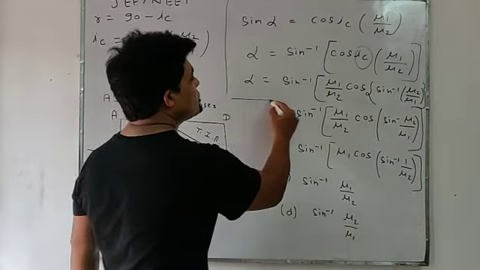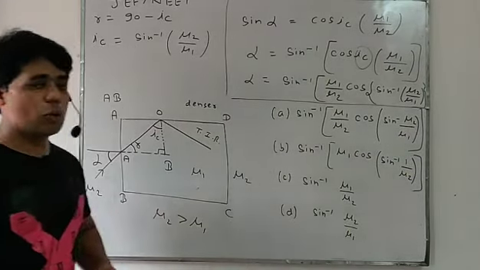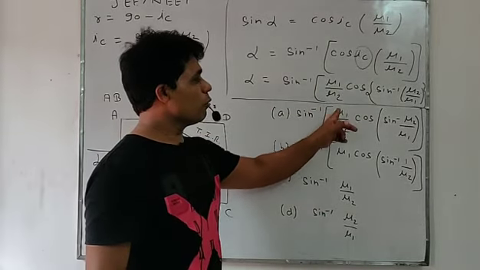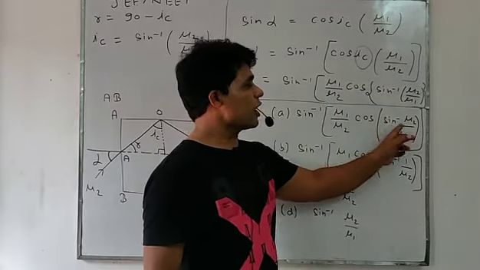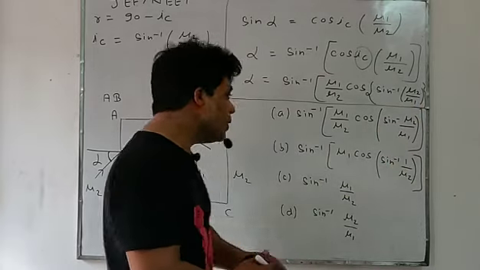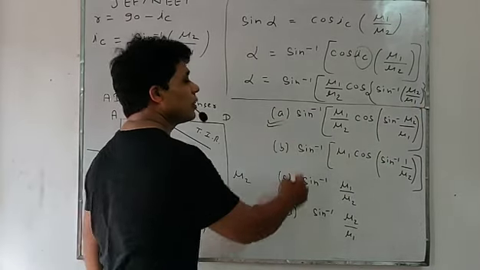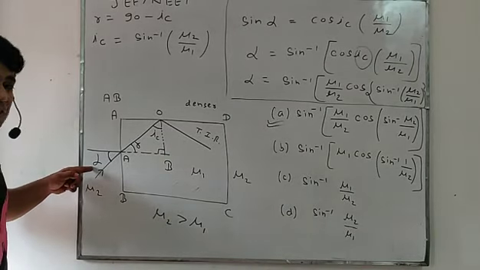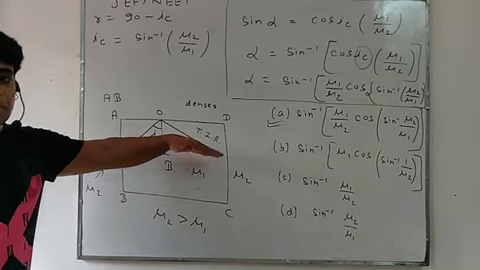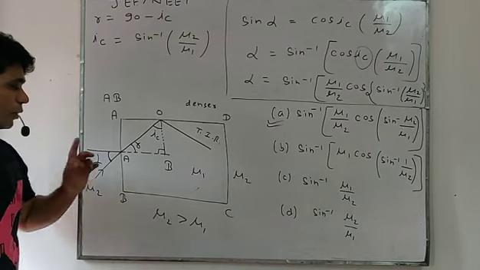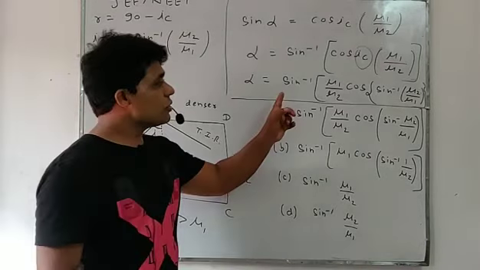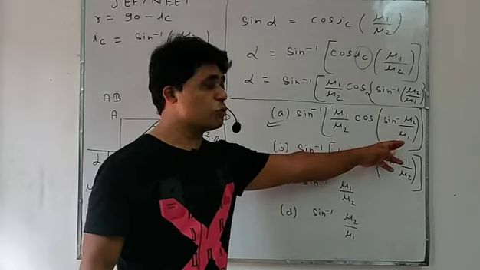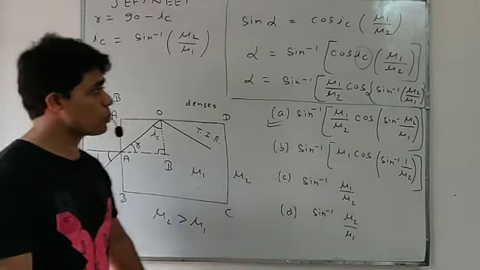So which one is the correct option? Look students, out of these four options, sin inverse mu1 by mu2 cos sin inverse mu2 by mu1, A is the correct option. So what should be the angle alpha for this total internal reflection in this slab? The alpha should be sin inverse mu1 by mu2 cos sin inverse mu2 by mu1. Option A is the correct option.